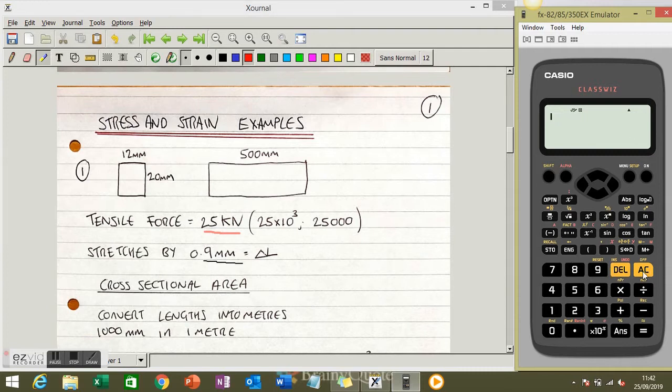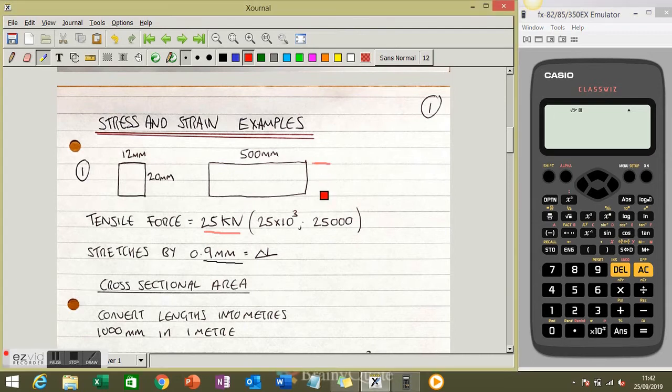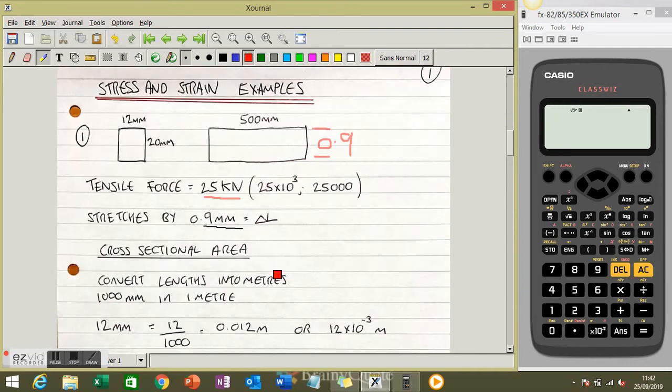And same thing. Stretches by 0.9 of a millimeter. So the change in length is 0.9 of a millimeter. So it's coming out this way, 0.9 of a millimeter. Don't forget, we're going to need the area in a bit. So this is the cross-sectional area of that rectangle.